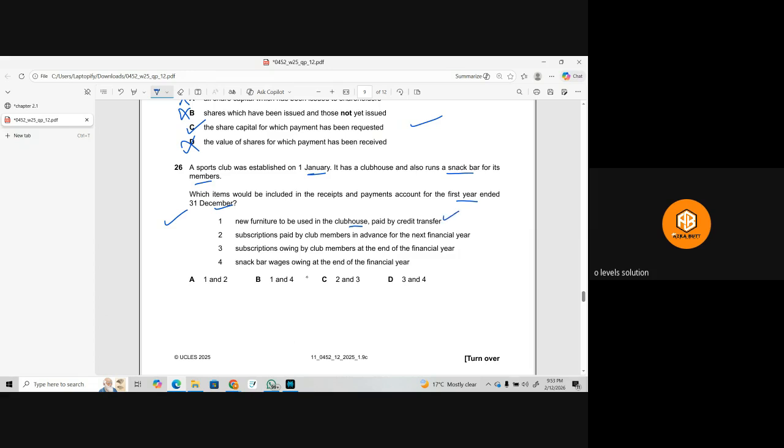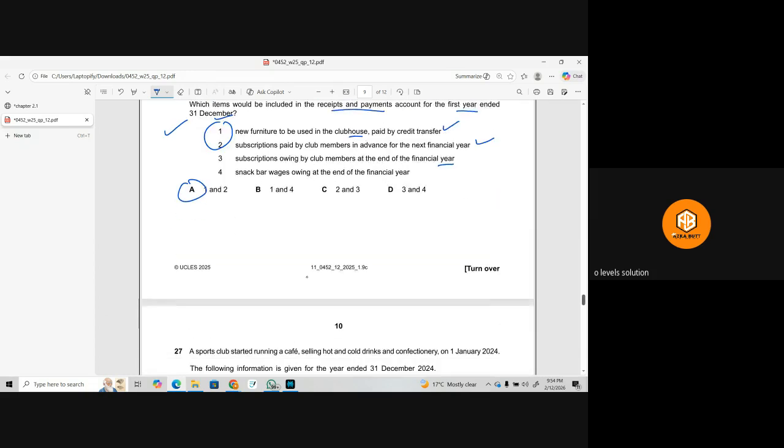So that's correct. Subscription paid in advance by club members for the next financial year is also included in the receipt and payment account, because this is a kind of cash book for us. Subscription owing by club members at the end of the financial year will be excluded, because we did not receive any amount. Snack bar amount owing at the end of the year is again excluded, because we did not receive or pay anything. So one and two is the right answer.